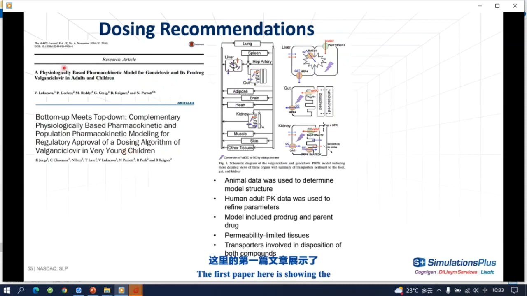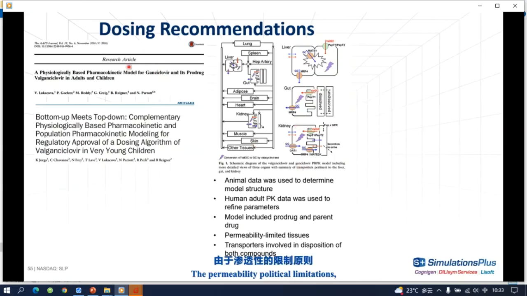So the first paper here shows the development of the model. The second one then discusses the combination of those approaches and how that helped them to confirm or come up with that combined dosing recommendation. And looking at the model itself, it wasn't really a simple or straightforward model, because it did require modeling both the prodrug and the parent compound. Right? So the prodrug is valganciclovir, and the active compound is ganciclovir.